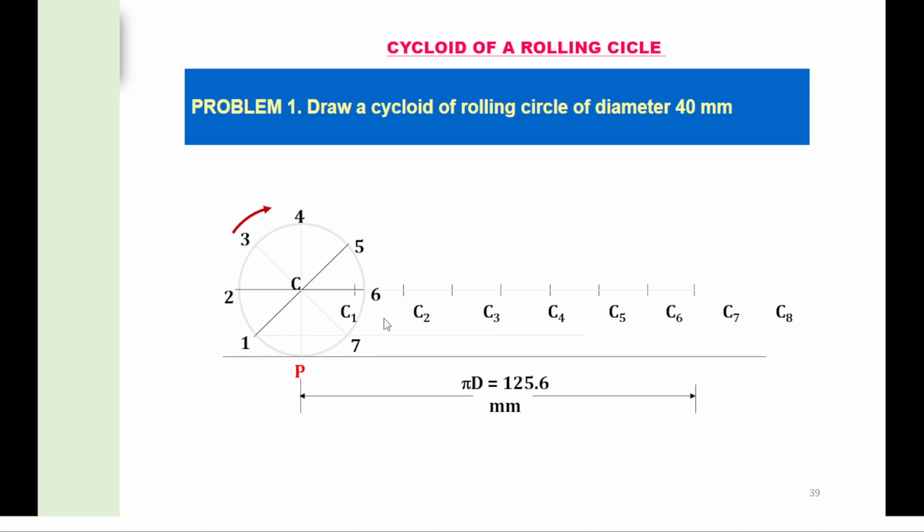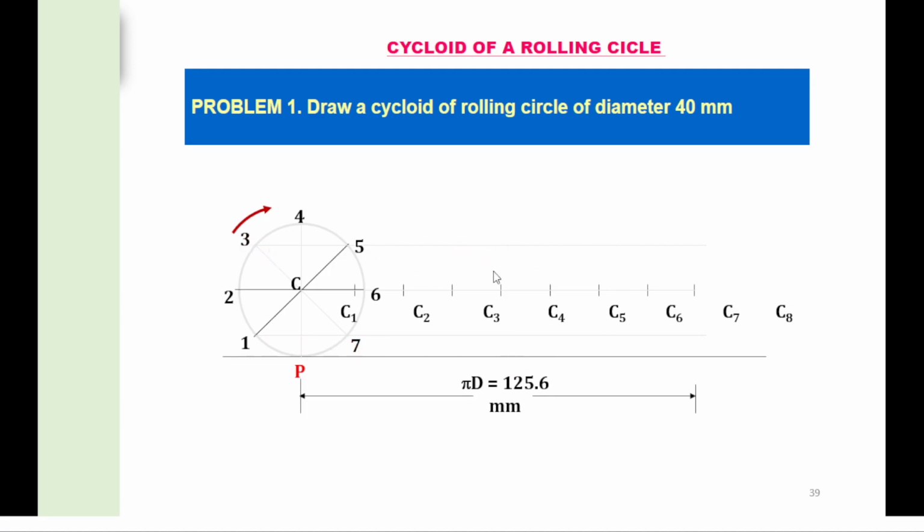Now we will extend the projectors passing through points number 1 and 7 and through points number 3 and 5 towards the right. You can notice here these are the projectors passing through points number 1 and 7, and this is the projector passing through points number 3 and 5.